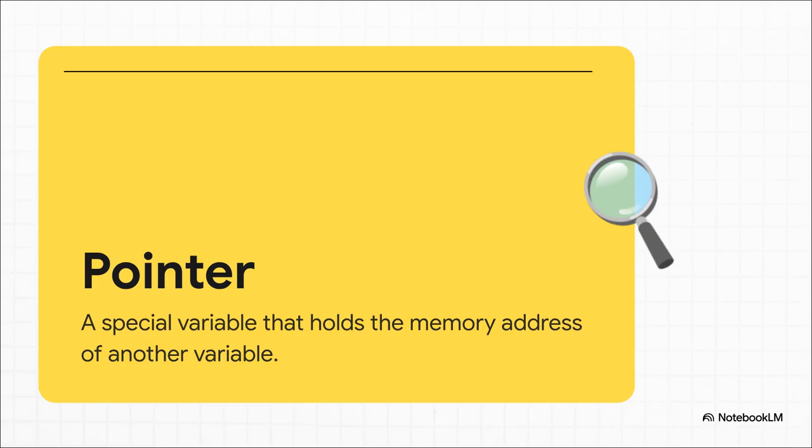So with all that in mind, what on earth is a pointer? It's just a special kind of variable. It's different because it doesn't store a normal value, like 10 or the letter C. No. Its entire job, its only purpose, is to store the address of another variable. That's it. It's just a variable that holds a house number.